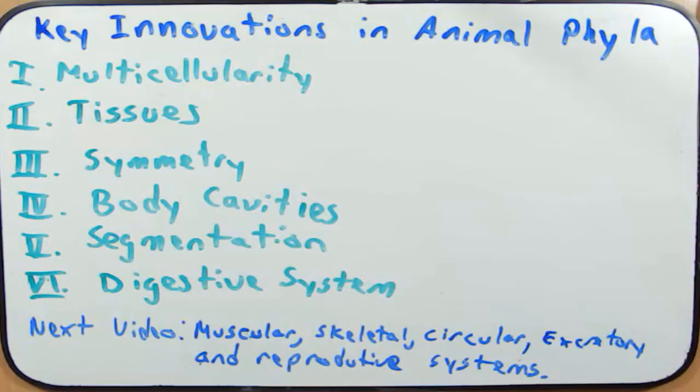This will be the first of two different videos that I'm going to present where I'm going to talk about key innovations in animal phyla. In this video, we're going to talk about multicellularity, tissues, symmetry, body cavities, segmentation, and digestive systems. In the next video, I'll talk about a few other adaptations, including muscular, skeletal, circulatory, excretory, and reproductive systems. So let's begin at the top of the list and look at multicellularity.